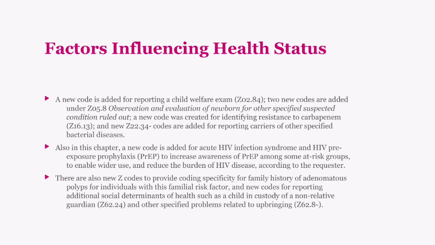Also in this chapter, a new code is added for acute HIV infection syndrome and HIV pre-exposure prophylaxis (PrEP), to increase awareness of PrEP among some at-risk groups, to enable wider use, and reduce the burden of HIV disease, according to the requester. There are also new Z codes to provide coding specificity for family history of adenomatous polyps for individuals with this familial risk factor, and new codes for reporting additional social determinants of health such as a child in custody of a non-relative guardian, Z62.24, and other specified problems related to upbringing, Z62.8.